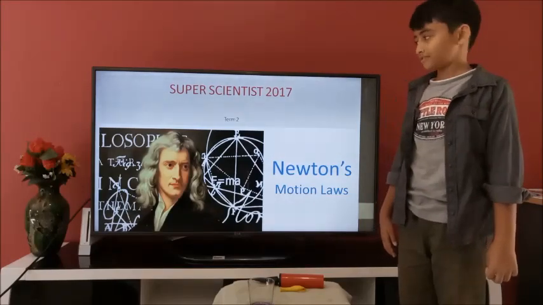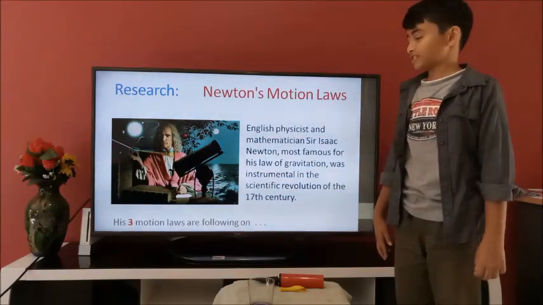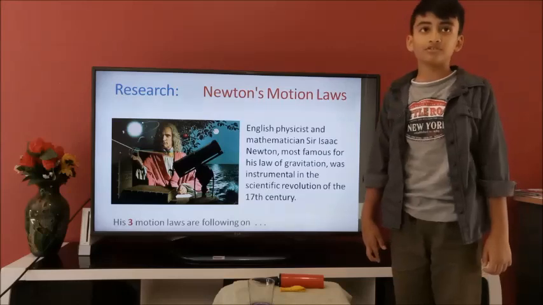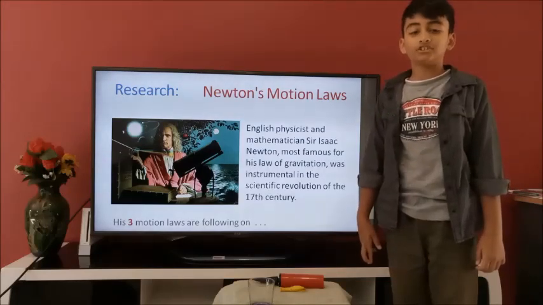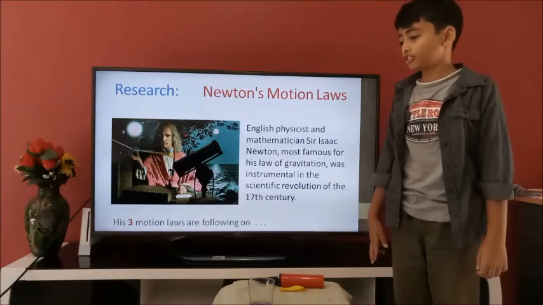Newton's motion laws. I have researched Newton's motion laws. English physicist and mathematician Sir Isaac Newton, most famous for his law of gravitation, was instrumental in the scientific revolution of the 17th century. His three motion laws follow.